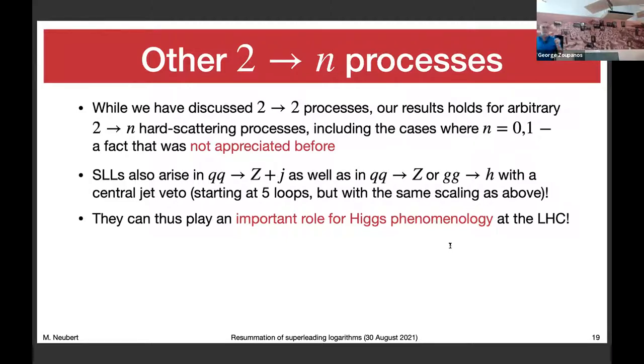In the literature, people argued that you need at least two final state particles to get this effect. But the point is, we have all these collinear emissions. So we generate the final state particles anyway, even if we start with 0. So for instance, quark quark to C plus chat would have superleading logs. Even quark quark to C without chats would have superleading logs. And by the same logic, glue glue to Higgs without a chat will have superleading logs, which could be as large as a one loop correction.